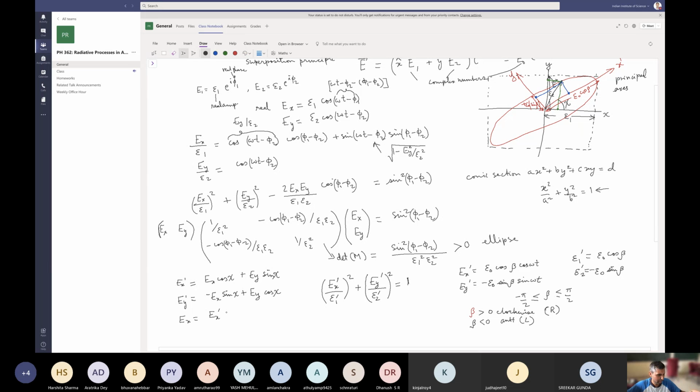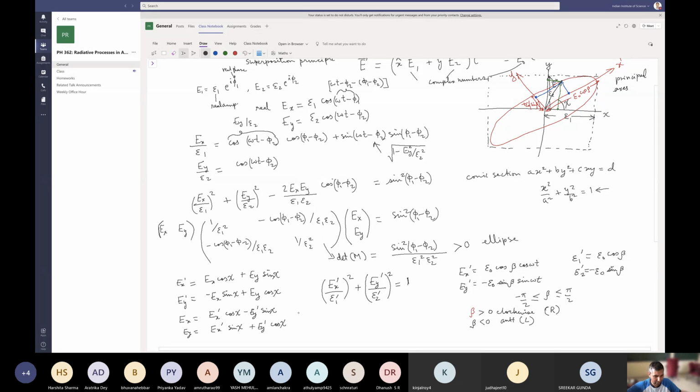Ex prime cos chi minus Ey prime sine chi, and Ey is equal to Ex prime sine chi plus Ey prime cos chi. Okay, so this is Ex and Ey, but we also know this form of Ex and Ey. So let me actually write that down.